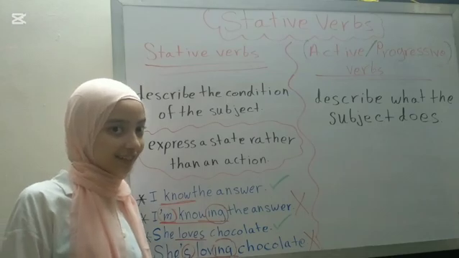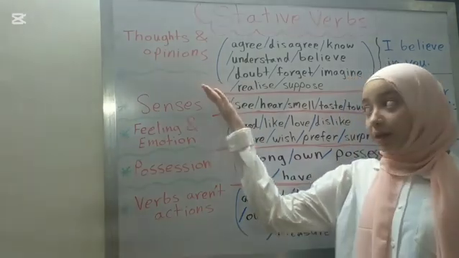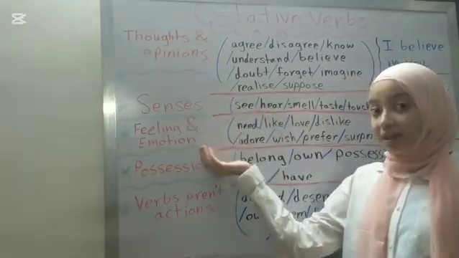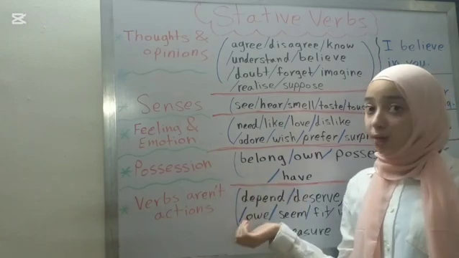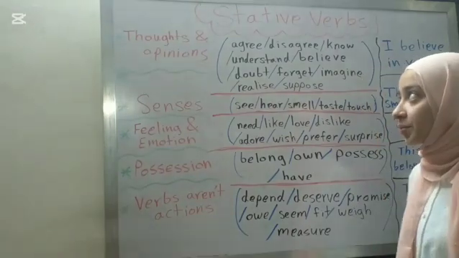See that? Stative verbs are related to thoughts and opinions, senses, feelings and emotions, possessions, and verbs that aren't actions. We'll talk about each one.